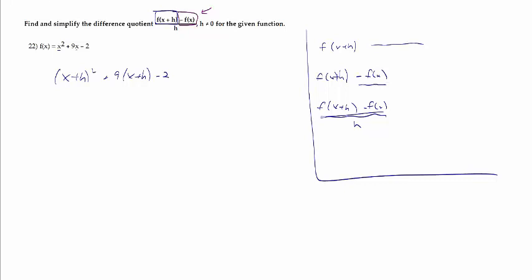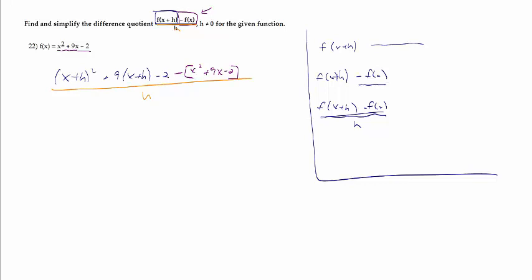Okay, now let's do minus f of x. So minus, what was f of x? Well, all of that is f of x: x squared plus 9x minus 2. And then the last thing I need to do is divide by h. So all of this divided by h.